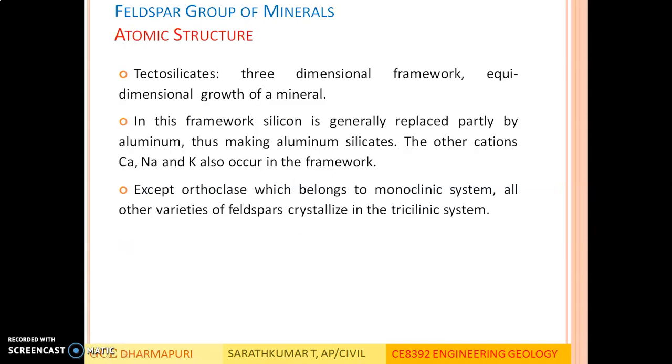Atomic structure. These feldspar groups resemble tectosilicates, that is a three-dimensional framework which results in equidimensional growth of a mineral. In this framework, silicon is generally replaced partly by aluminum, thus making aluminum silicates. The other cations, calcium, sodium and potassium, also occur in the framework. Except orthoclase, which belongs to the monoclinic system, all other varieties of feldspars crystallize in the triclinic system.